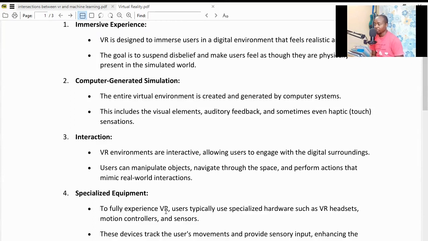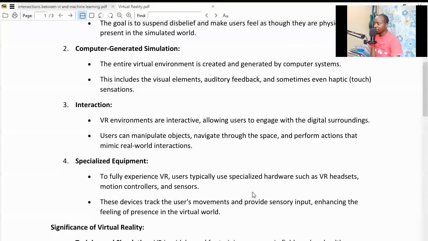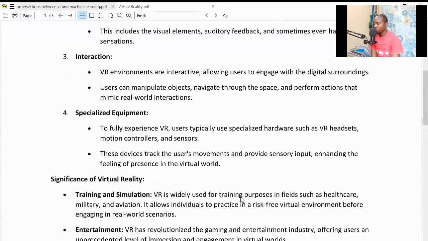Now, these devices track basically the user's movement. They interact with the users at sensory levels. They're part of the system that will capture the sensory input, thereby enhancing the feeling of presence in virtual reality. So virtual reality has been able to significantly change how we perceive and how we interact in our society today.